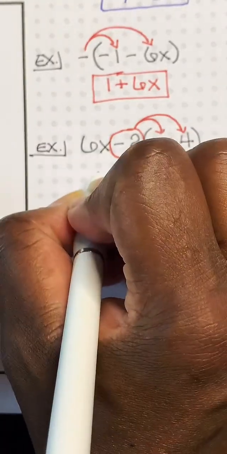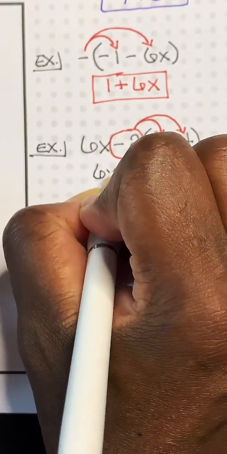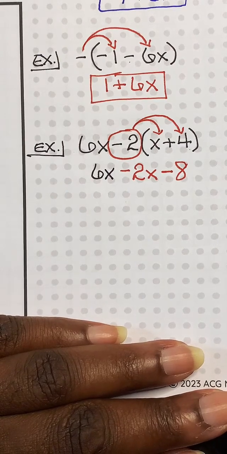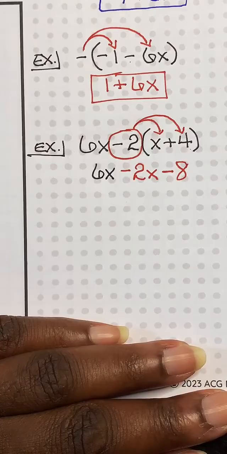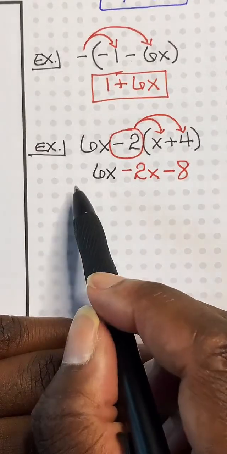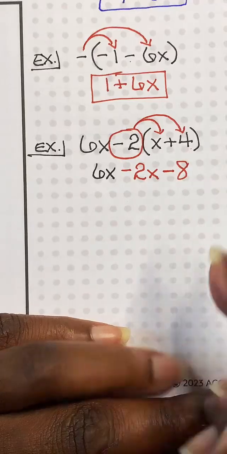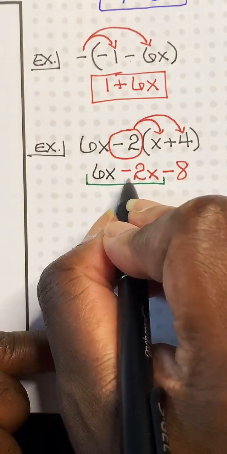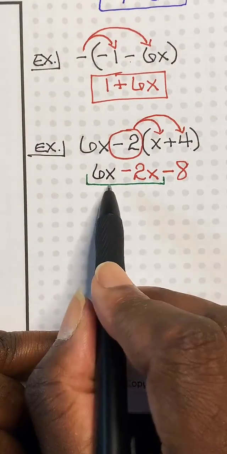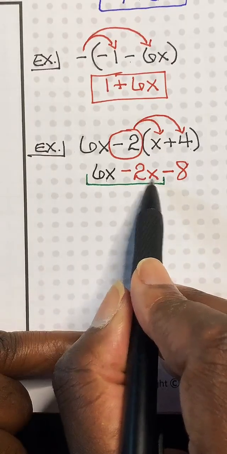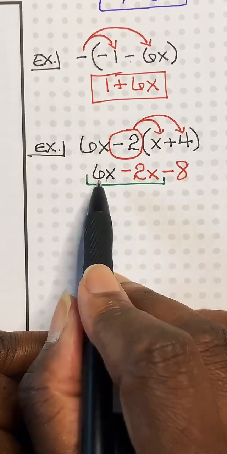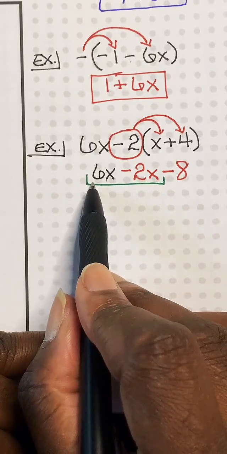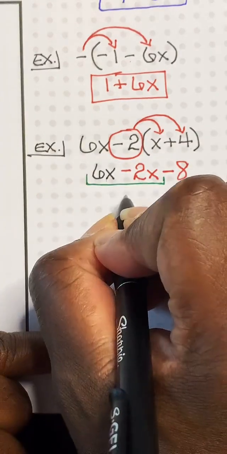Now that 6x will come on down. Now we have like terms. Looking from left to right, our like terms are 6x minus 2x. They both have x's, both of the same degree, so I can combine their coefficients. 6 minus 2 gives me 4.